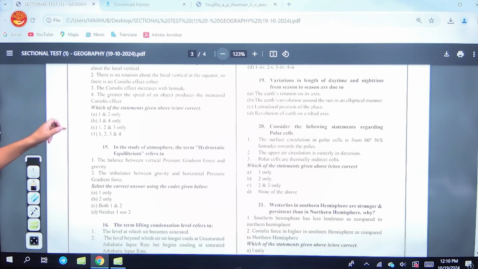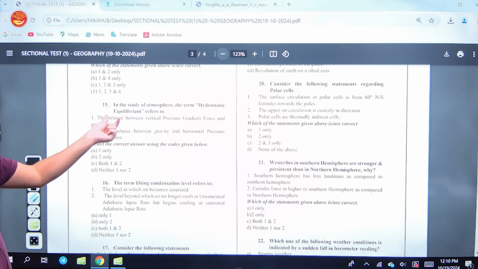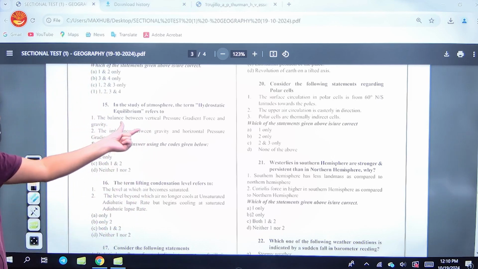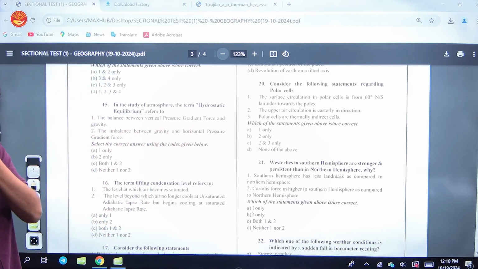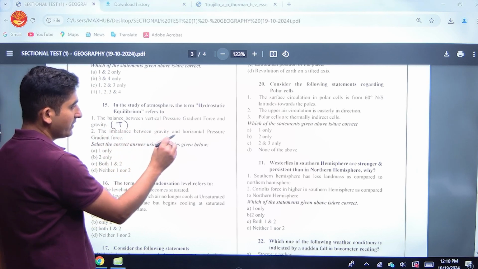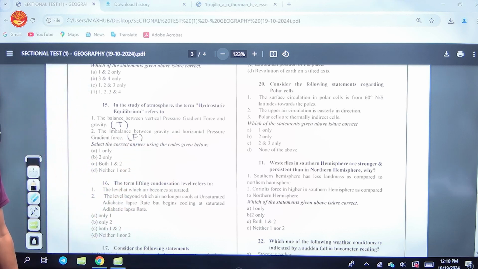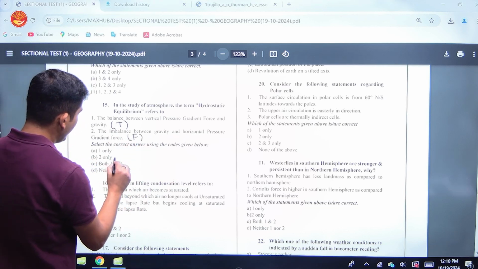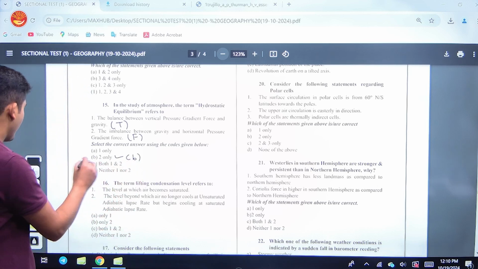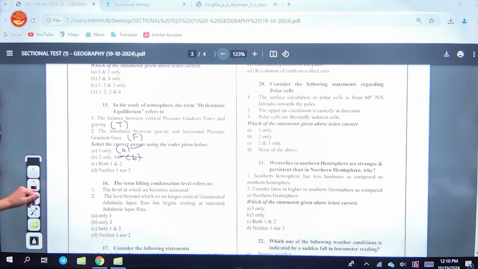Okay, in the study of atmosphere, the term hydrostatic equilibrium refers to, this is something we have discussed in the class, the imbalance between vertical pressure gradient force and gravity. The first statement, yes, that is true. And the second was the imbalance between gravity and horizontal pressure gradient force. This is false. So only 1 is the correct fit. Option A, 1 only. Okay.